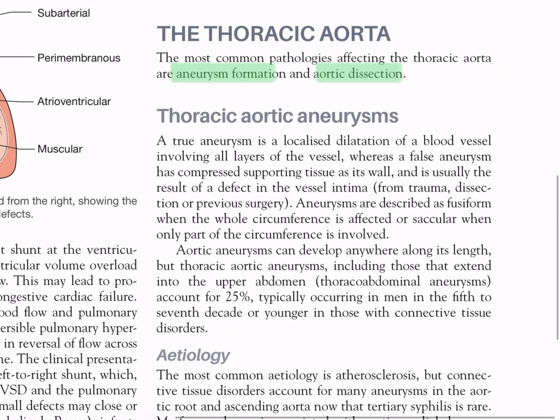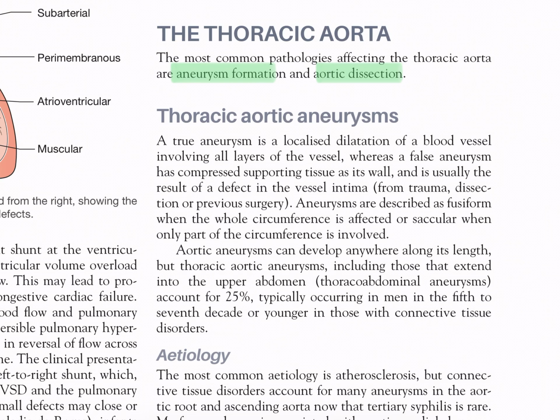Thoracic aorta. The most common pathologies affecting the thoracic aorta are aneurysm formation and aortic dissection. We'll start with thoracic aortic aneurysms. A true aneurysm is the localized dilatation of a blood vessel involving all the layers of the vessel, whereas a false aneurysm has compressed supporting tissue in its wall and is usually the result of a defect in the vessel intima from trauma, dissection, or previous surgery.